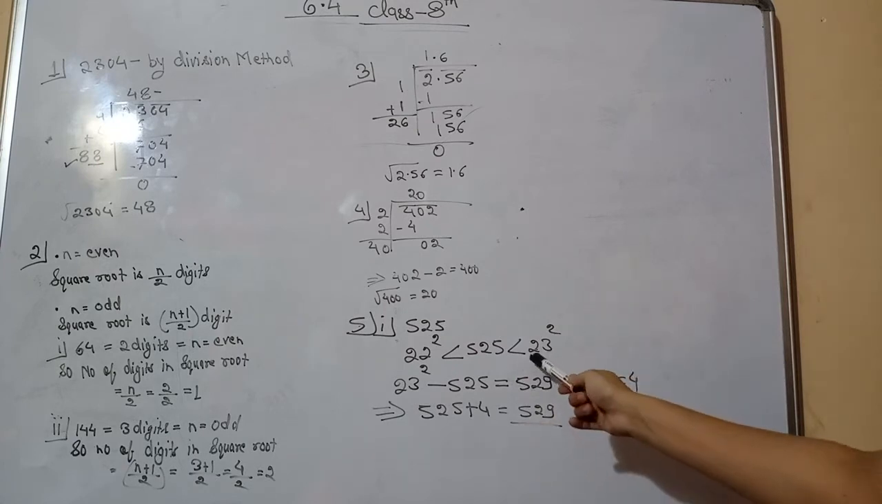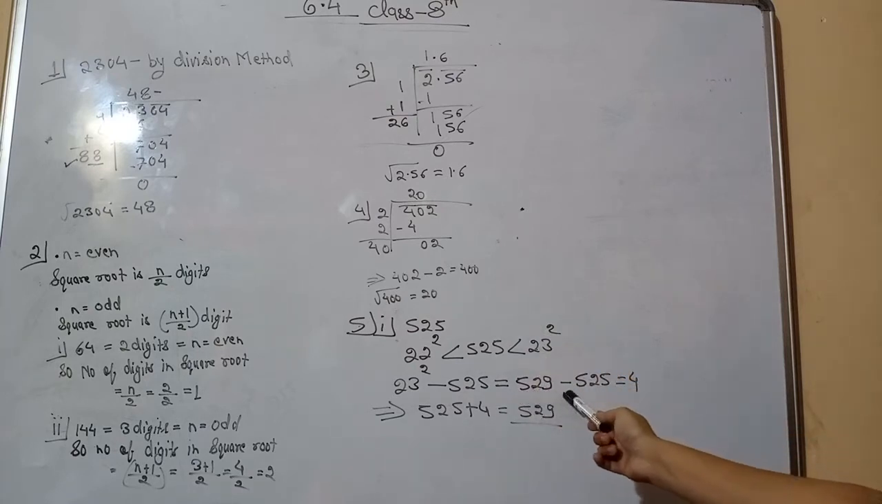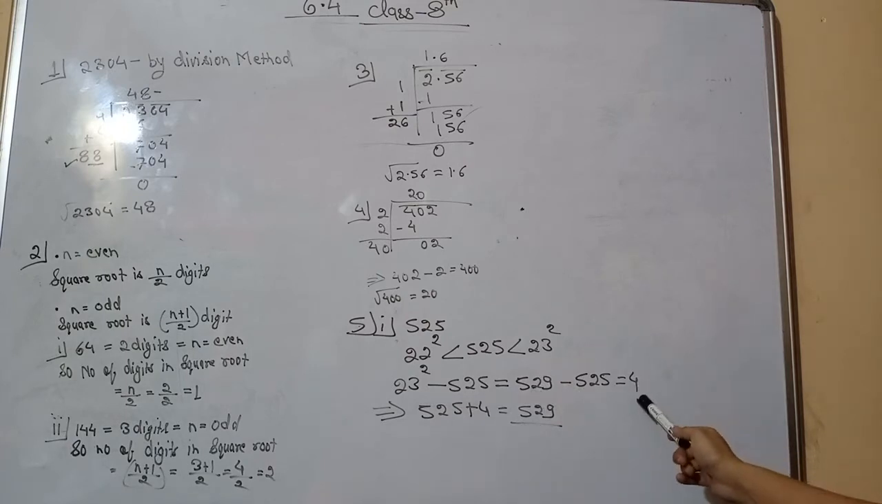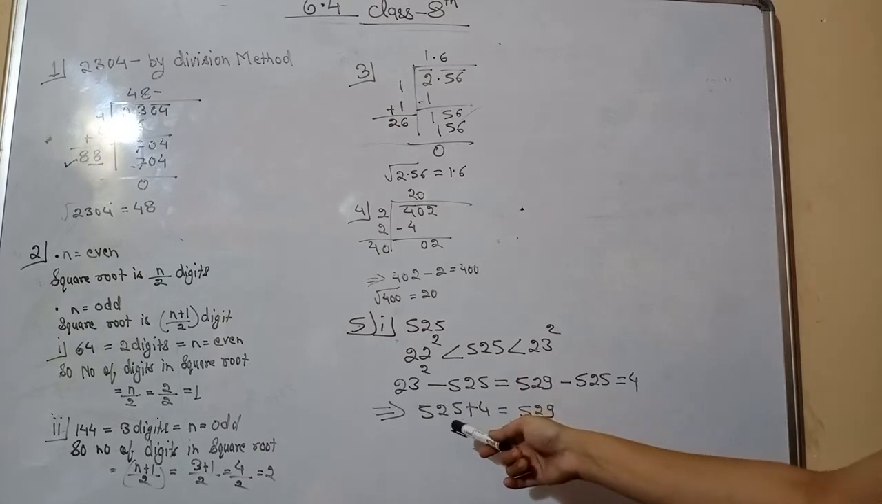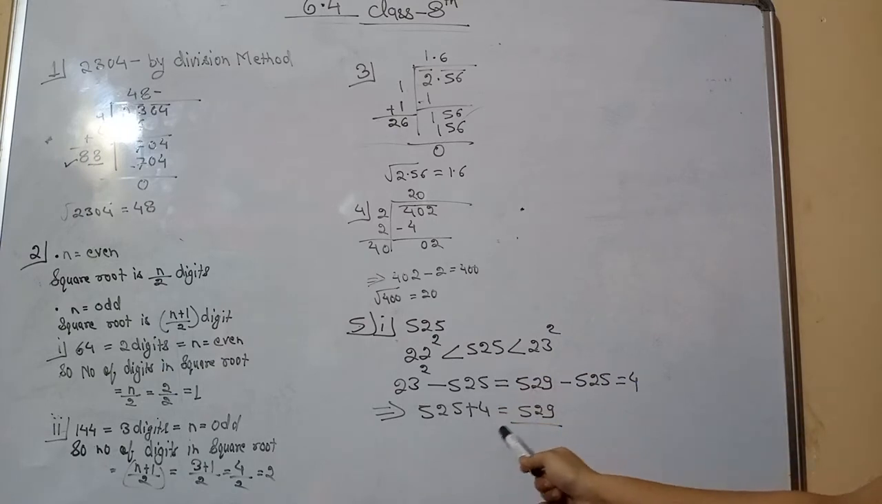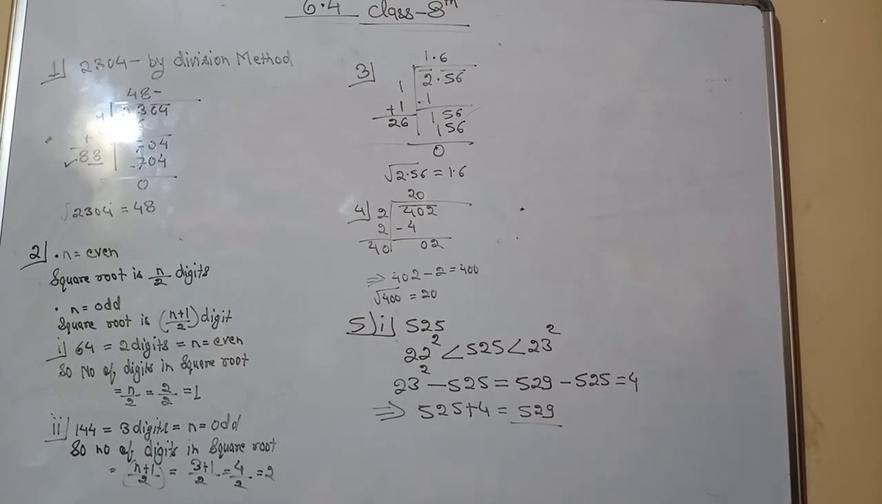So what will we do? We will subtract 525 from 23 square, which is 529. What is the remainder left? The remainder left is 4. Whatever remainder is left after subtraction, you have to add it to the given number. Our number is 525. When you add 4 to 525, you get 529, which is a perfect square whose square root is 23. So this is how you can solve question number 5.